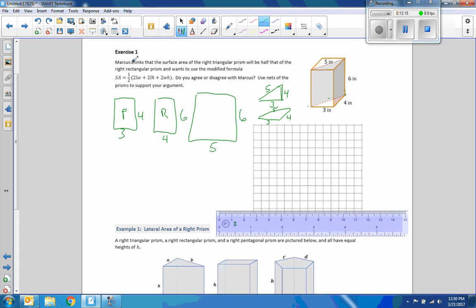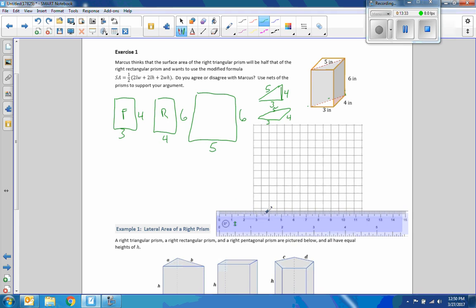So what does it tell us to do? Marcus thinks the surface area of the right rectangular prism will be half that of the rectangular prism and wants to use a modified formula. That is, surface area equals 1/2 (2LW plus 2LH plus 2WH). Do you agree or disagree with Marcus? Use the net of the prism to support your argument.